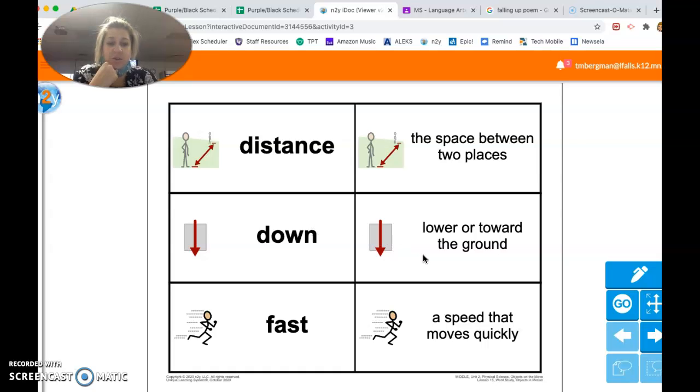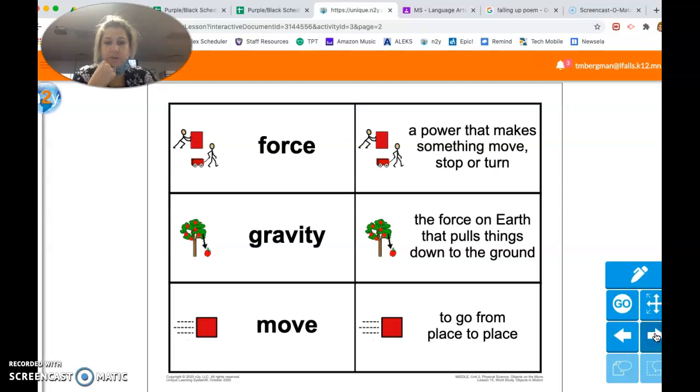Down, to go lower or toward the ground. Fast, the speed that moves quickly. Force, the power that makes something move, stop, or turn. So it's how much power you're putting into something. Gravity, the force on Earth that pulls things down to the ground.